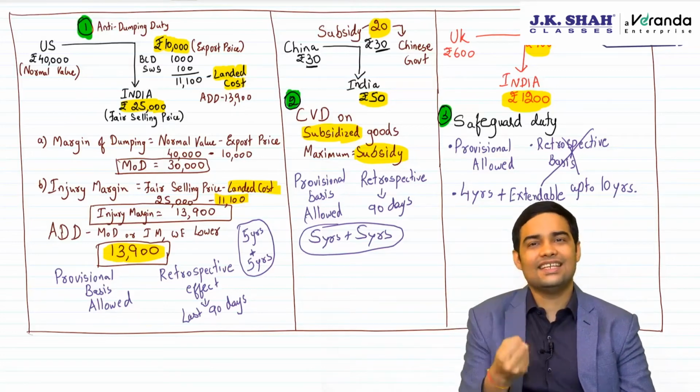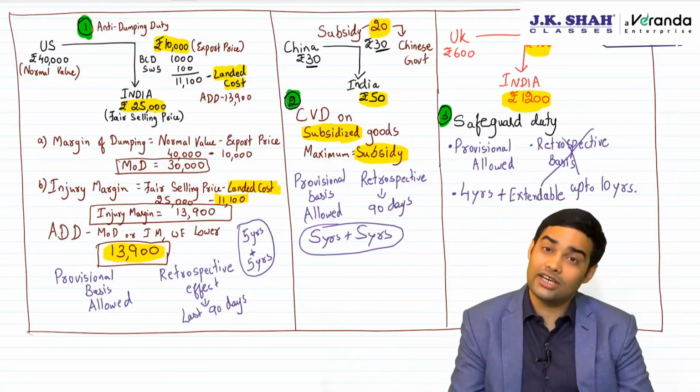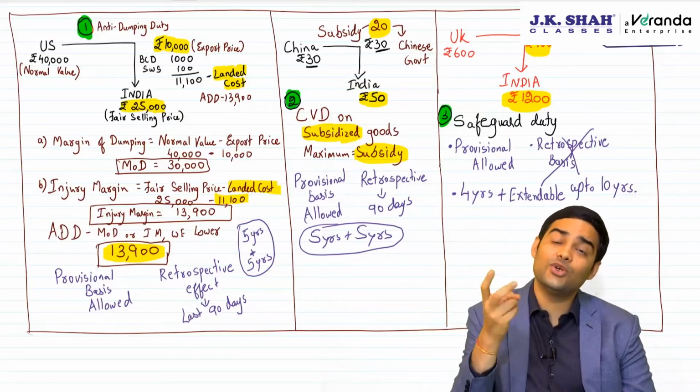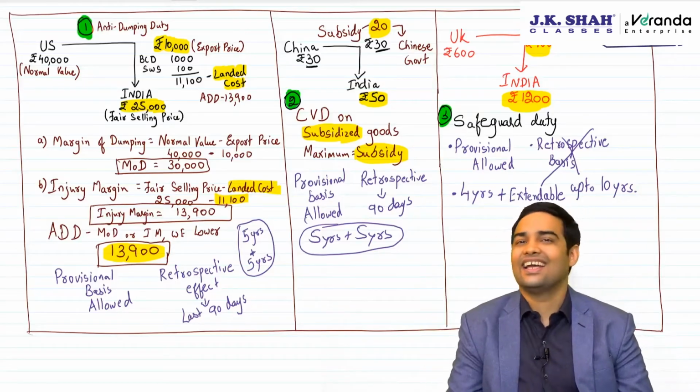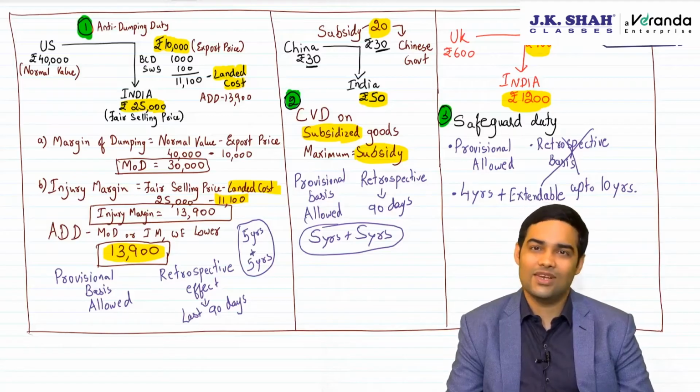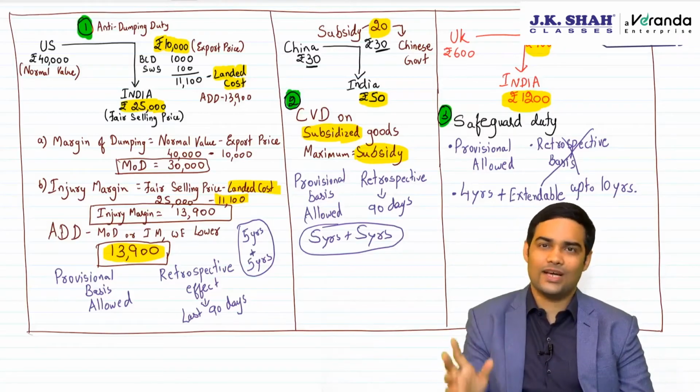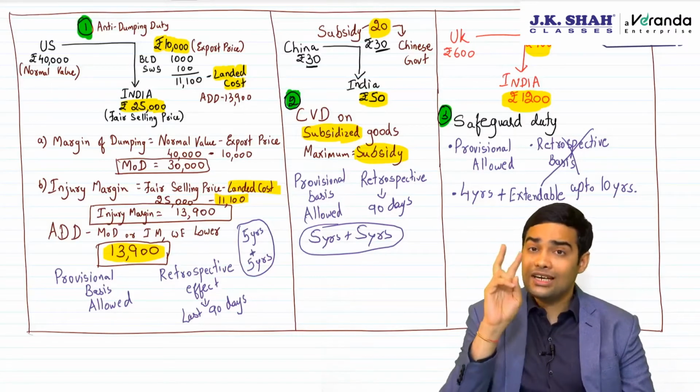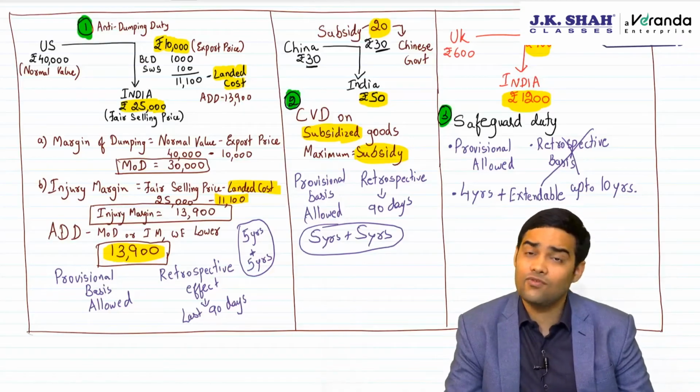Because let SEZ import it and let SEZ export it. But if the SEZ or EOU gets it into India, in such cases, these duties will be applicable. So this was one exemption which is common. Now there are two other exemptions which are available for safeguard duty.